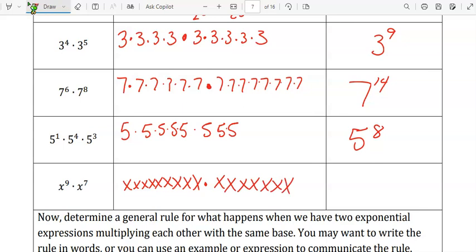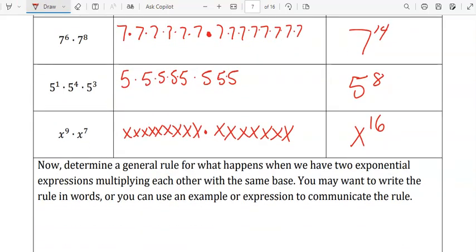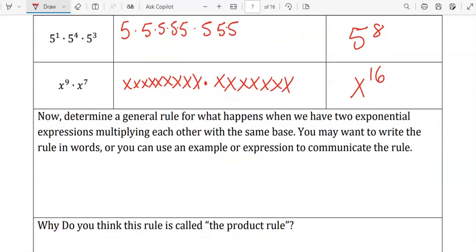And as you can see, it gets really long when those exponents get larger. So we want to be able to use the rule instead when it gets to be larger numbers. Now determine a general rule for what happens when we have two exponential expressions multiplying each other with the same base. You may want to write the rule in words, or you can use an example or expression to communicate the rule. Write that in this box. Pause the video and then continue after you've answered that.